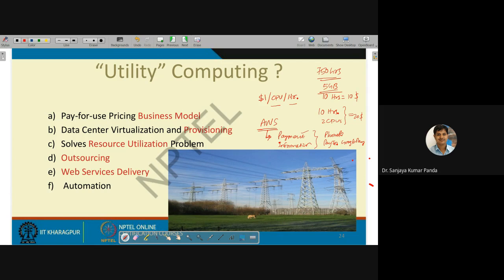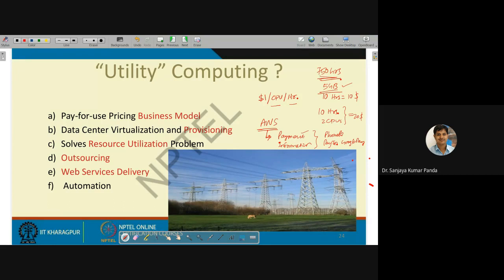Similarly, here also you can store 5 GB of data on the Amazon server. And this data you can share with your friend whenever required. You can share with anyone in the world, right? Similarly, you can create a resource and you can use that resource for 750 hours.